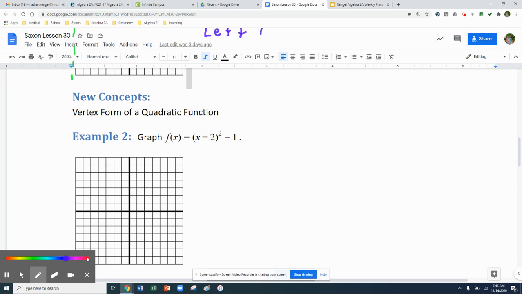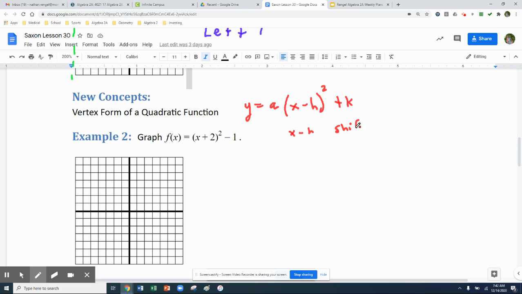Now what we are starting to introduce is what's called the vertex form of a parabola. Here it is. Vertex form of a parabola is y equals a times x minus h squared plus k. Then next, when you have an x minus h, that's going to shift you h units to the right. And I apologize, my handwriting is not the best.